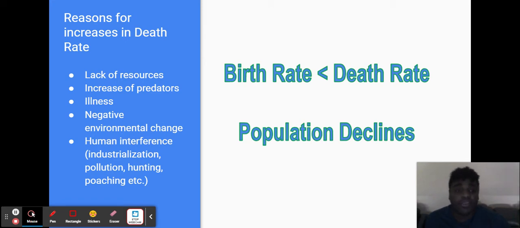So if birth rate is greater than death rate, then the population will increase. If birth rate is less than death rate, so death rate is greater, then the population in general will decrease. You can keep that in mind: if birth rate is less than death rate, that population is going to fall. Right.